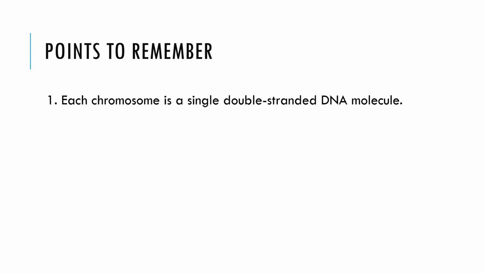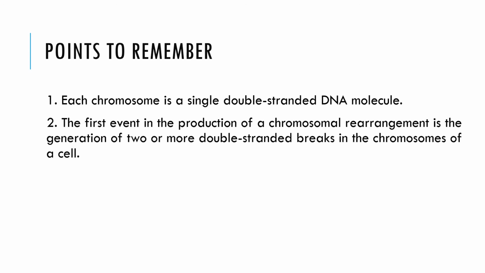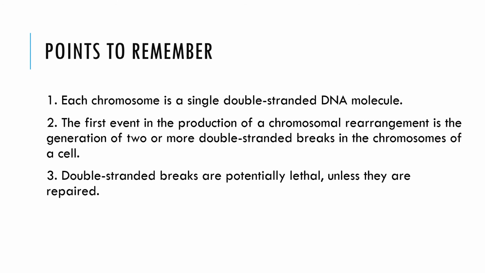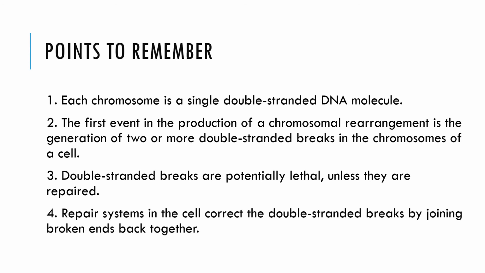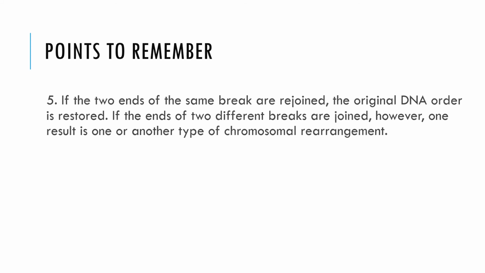To understand how chromosomal rearrangements are produced by breakage, several points should be kept in mind. 1. Each chromosome is a single double-stranded DNA molecule. 2. The first event in the production of chromosomal rearrangement is the generation of two or more double-stranded breaks in the chromosome of a cell. 3. Double-stranded breaks are potentially lethal unless they are repaired. 4. Repair systems in the cell correct the double-stranded breaks by joining broken ends back together. 5. If the two ends of the same break are rejoined, the original DNA order is restored. If the ends of two different breaks are joined, however, one result is one or another type of chromosomal rearrangement.